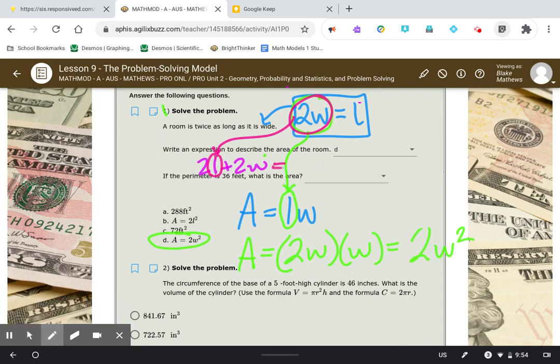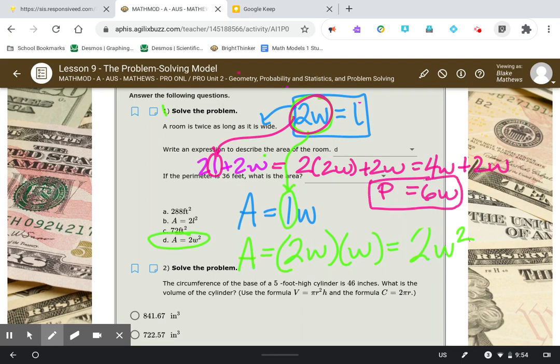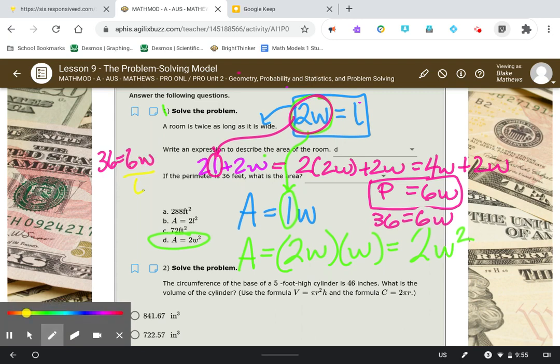So if we do that, we get 2 times 2W plus 2W. We work that all the way out, we get 4W plus 2W, also known as 6W. So the perimeter is equal to 6W, and the area we already found down below. So we know that the perimeter is 36. So if 36 equals 6W, then if I divide both sides by 6, I get W equals 6.